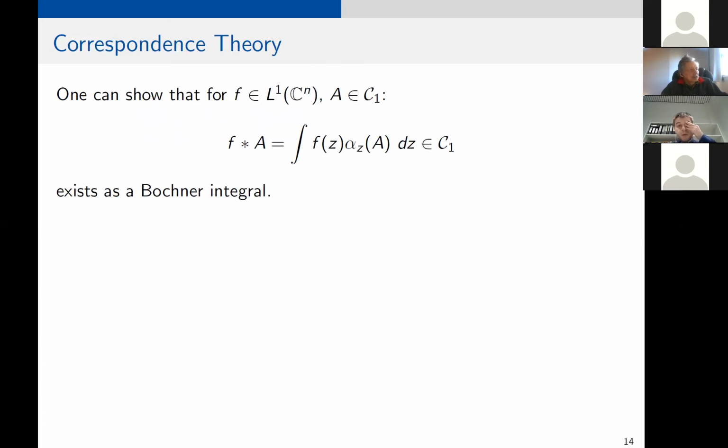Now let's come to correspondence theory, which is a subpart of quantum harmonic analysis, which can be done once we understand all these convolutions. So first of all, I want to note, which is not really surprising, if we start with an L1 function and an operator in C1, then the convolution is just the same as we expect. We integrate the group action on A against F. This exists again as a Bochner integral and gives you an element again in C1. So this convolution gives you an L1 module structure on C1 if you want.